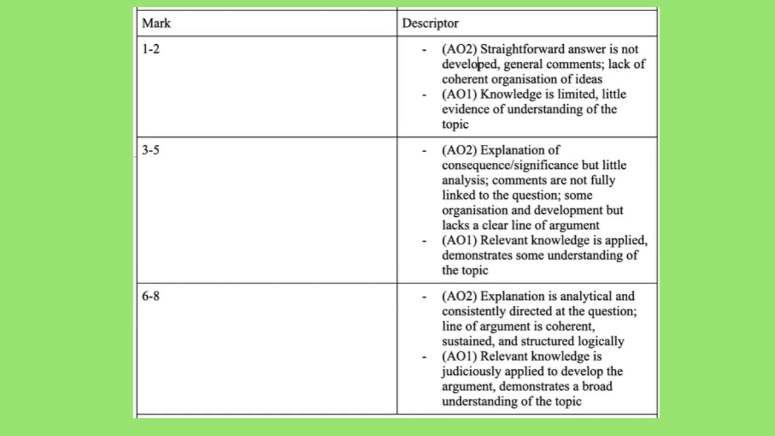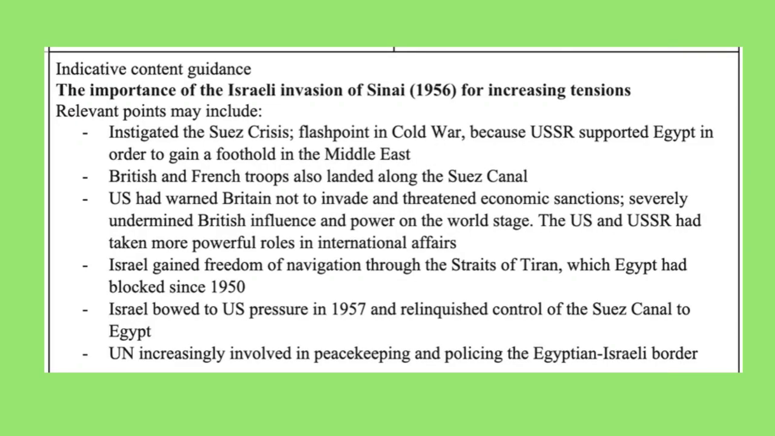Also on AO1, you should be bringing in relevant details from your own knowledge to support what you're trying to say, so using that evidence from your existing understanding, really just to demonstrate to the examiner that you know what you're talking about. There are lots of points you could have made when answering this question, so as long as what you say is relevant and correct, the examiner will give you the marks. But let's take a look at some examples of points that you could have made.